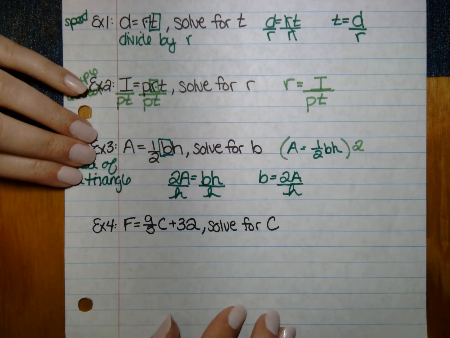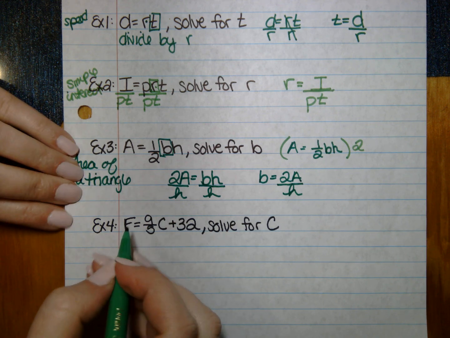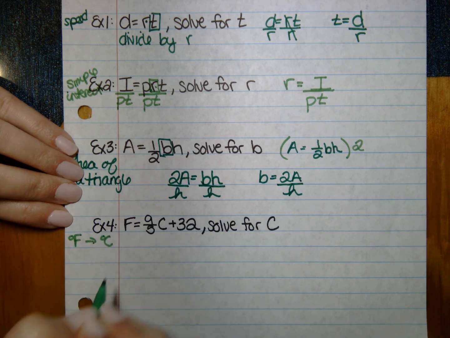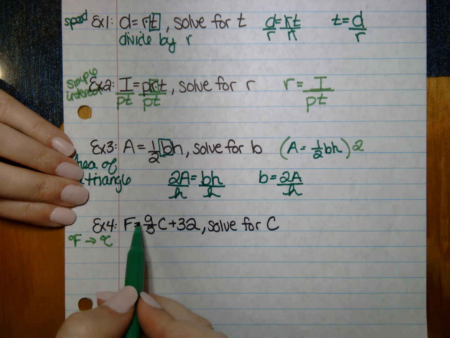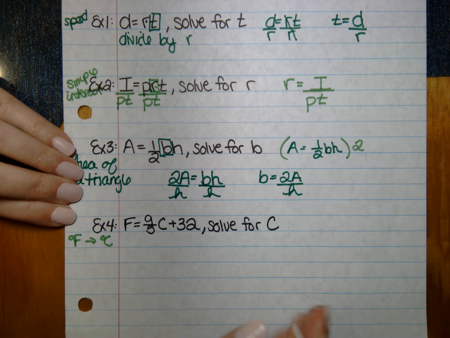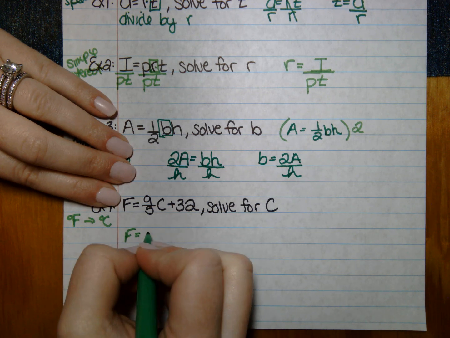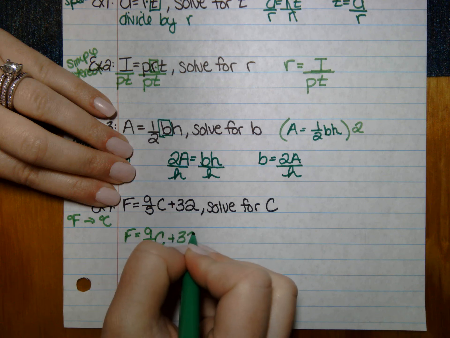And the last one that we're going to talk about is example 4. So F is Fahrenheit, so this is degrees Fahrenheit to degrees Celsius conversion. So we're looking for Celsius, so we're going to rearrange it in order to get that Celsius by itself. I'm going to rewrite it down here. So Fahrenheit is equal to 9/5 times C plus 32.